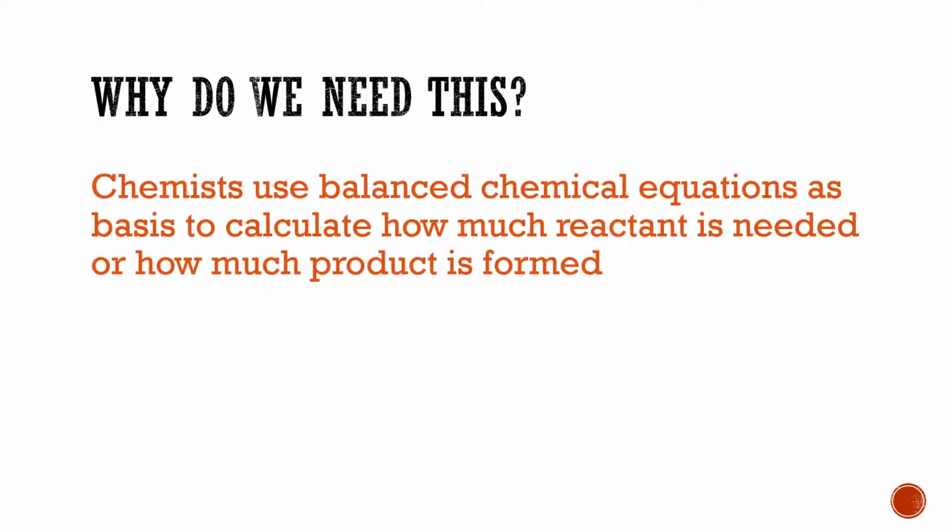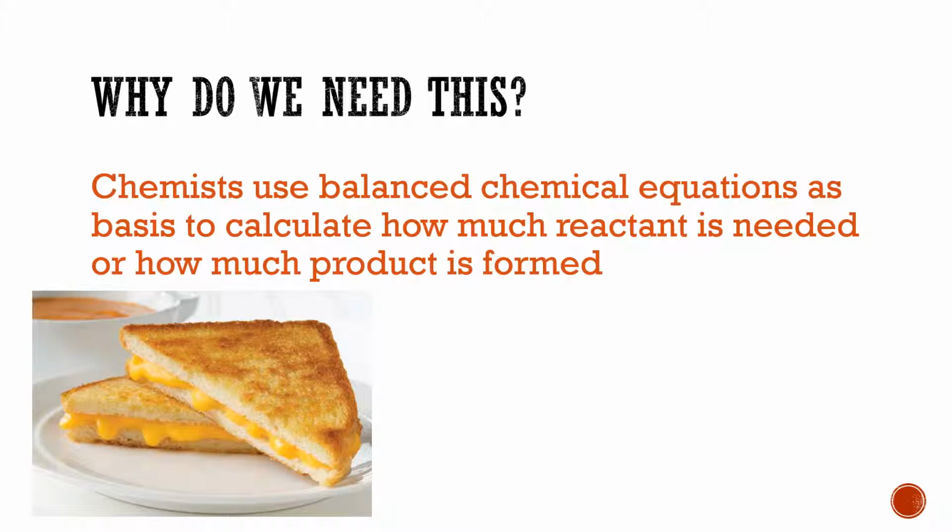So why do we care? Why do we want to use this as a model? Why do we care about this? How does this help us? Chemists use balanced chemical equations as basis to calculate how much reactant is needed or how much product is formed. Just like we would if we wanted to increase our amount of food needed from a recipe or decrease how much we want to make from a recipe, chemists use balanced chemical reactions to calculate how much product is needed to make, how much product will be made if you have a certain amount of reactant.